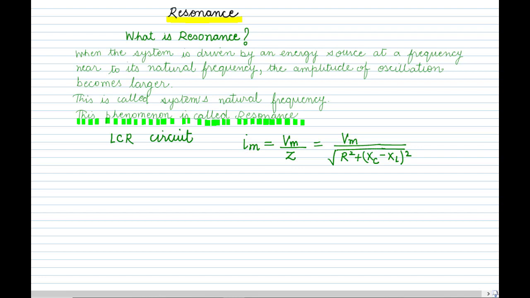So this is the maximum amplitude of current and this is the maximum amplitude of the corresponding voltage, and this is impedance. That means it is the combination of the normal resistance, the capacitive resistance and the inductive resistance. And R we know simply is the value of resistance that is connected, and the capacitive resistance XC is given by 1 upon omega C. Omega is the angular frequency and C is the capacitance, and XL, the inductive resistance, is given as omega L. Here again omega is angular frequency and L is the inductance.